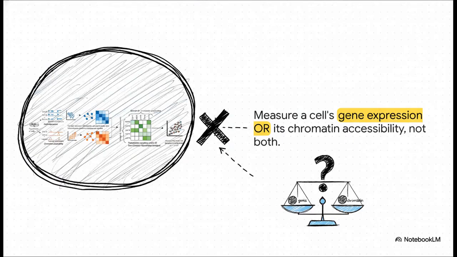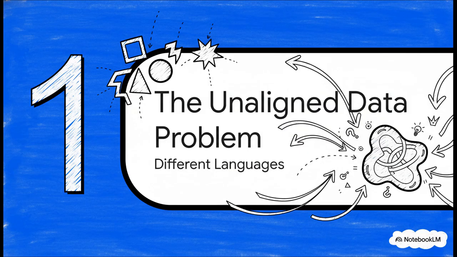Okay, let's make this real. In the world of single-cell genomics, there's a tricky problem. A lot of the time, the act of measuring something actually destroys the cell. So what does that mean? It means we can take a group of cells, measure gene expression in one half, and then in the other half, measure how the DNA is packaged. That's called its chromatin accessibility. But here's the kicker. You can't get both of those measurements from the same single cell. You end up with two completely separate data sets that are describing the same biological reality, but there's no direct one-to-one link between them. And that, right there, is what we call the unaligned data problem.